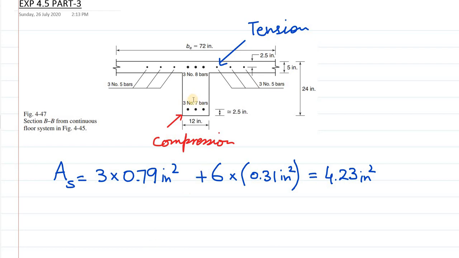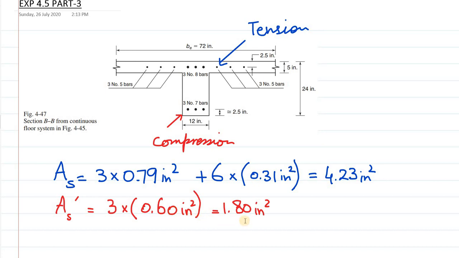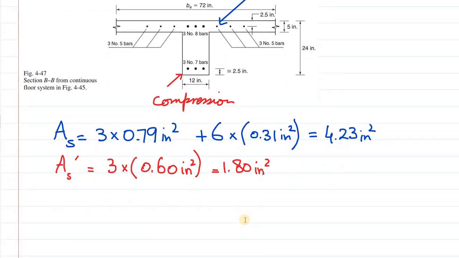And we also have AS prime over here, 3 number 7 bars. So AS prime will be 3 number 7 bars, so 3 times 0.6 inch square equal to 1.80 inch square. So we have AS and AS prime. Next we need to figure out D and DT as well as D prime. So using the assumptions or considerations that we have already discussed, these values can be easily tabulated.